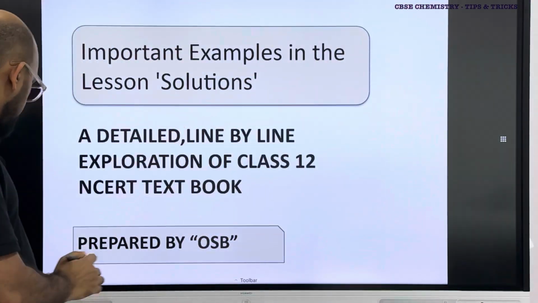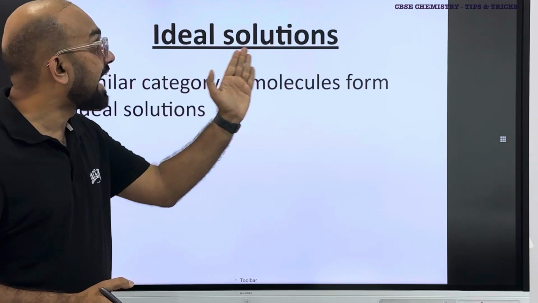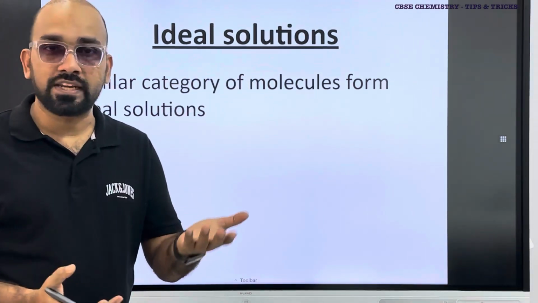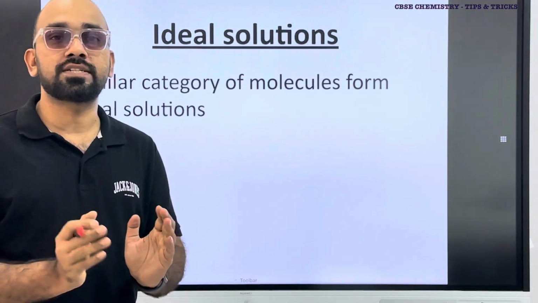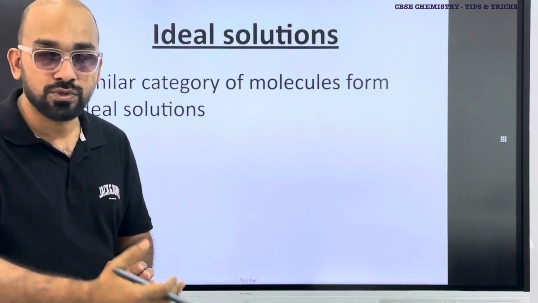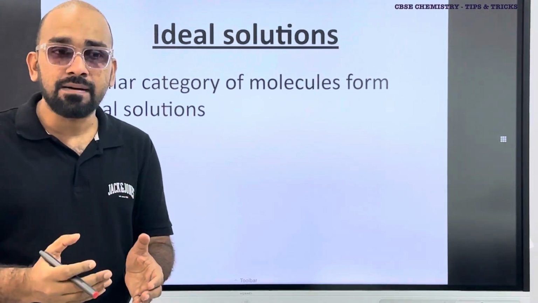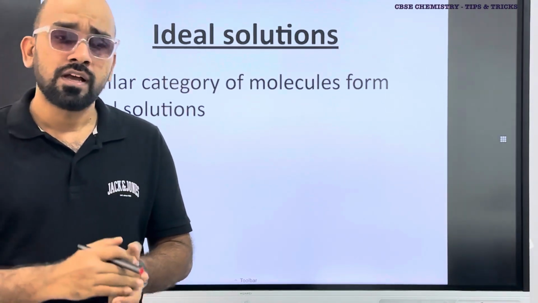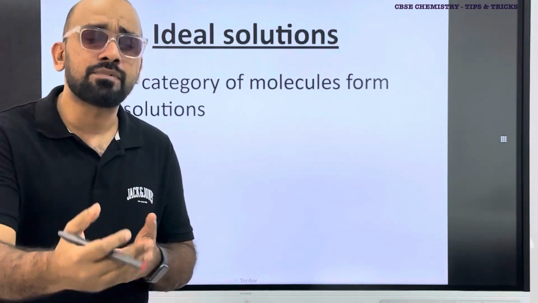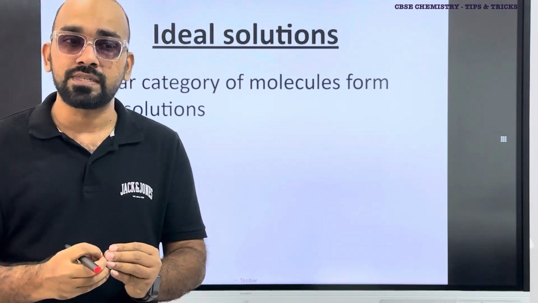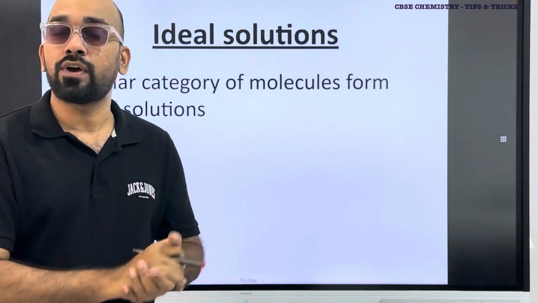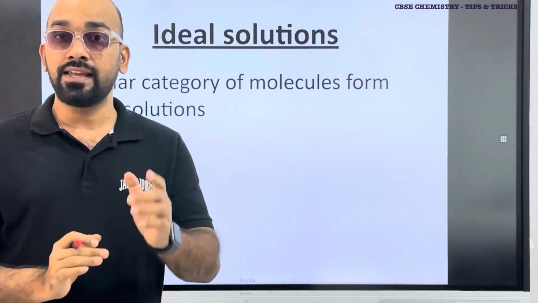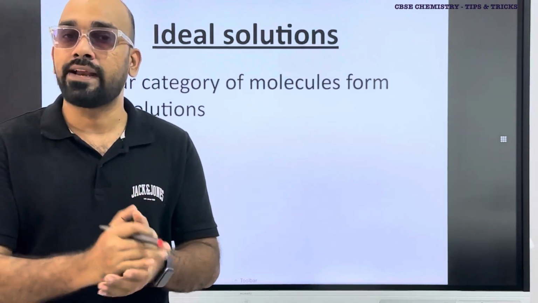Let's see. First, we can check about ideal solution. You already know what is ideal solution, right? Ideal solutions are the solutions which follow Raoult's law. Now, in exam, how will they give the question? Sometimes they will ask to write examples for ideal solution, or sometimes they will give a list of solutions and you have to choose the ideal solution. In that case, how to choose ideal solution?